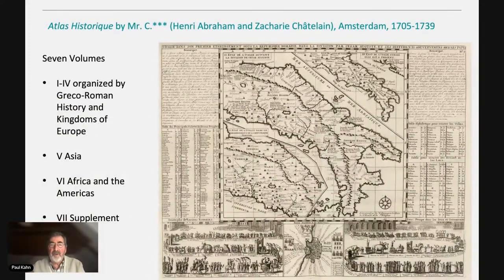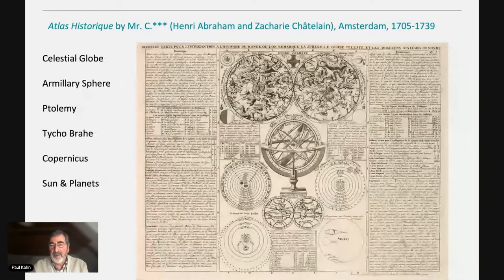In the Atlas Historique, it's organized into 7 volumes. The very first one is organized around Greco-Roman history and all the kingdoms of Europe in the 1st, 2nd, 3rd, and 4th centuries. There's a separate volume on Asia, a separate volume on Africa and the Americas, and a supplement. This combination of maps, charts, and diagrams.